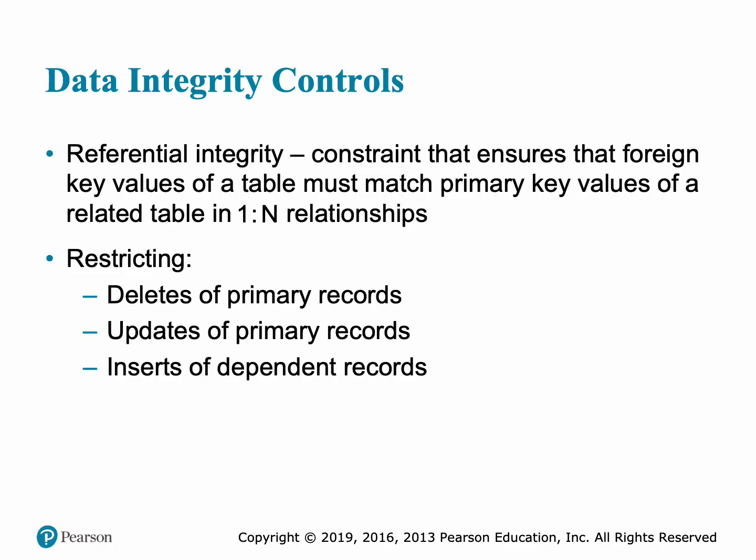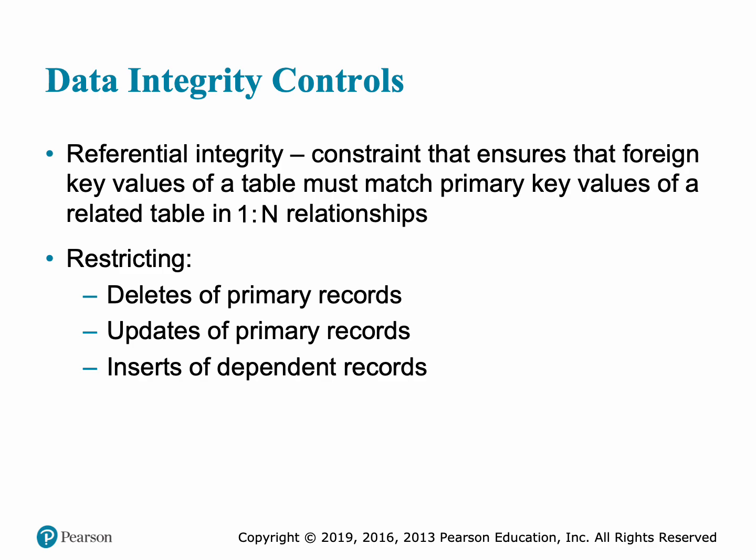Data integrity controls. Referential integrity is a constraint that ensures that foreign key values of a table must match primary key values of the related table in one-to-n relationships, restricting delete of primary records, update of primary records, and insert of dependent records. Let's look into a few examples of data integrity controls to understand it in more depth.